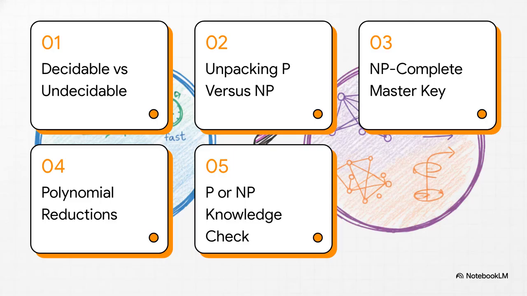Okay, let's dive right into this. Here's our syllabus for today's journey. First, decidable versus undecidable problems. Second, unpacking P versus NP. Third, the NP-complete master key. Fourth, polynomial time reductions. And finally, number 5, a quick P or NP knowledge check.